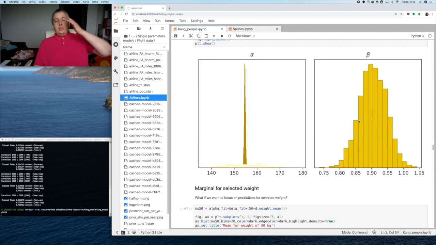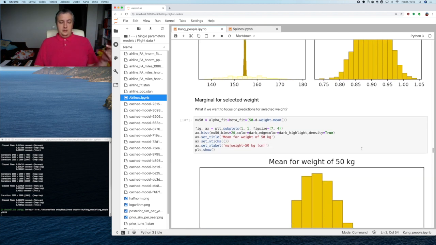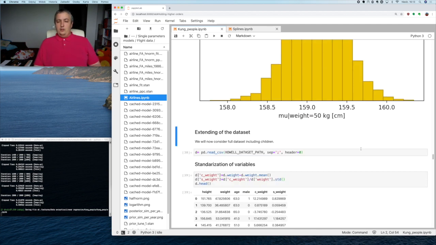However, we've created our model, tuned it and analyzed it for the adult population. How would such a model work for the population including children? So let's consider all the data. Let's reload the dataset again, just to be on the safe side.